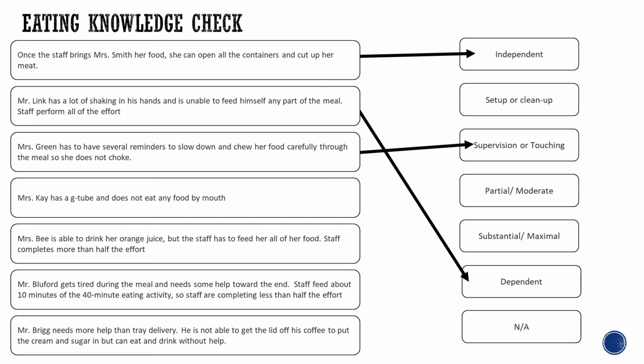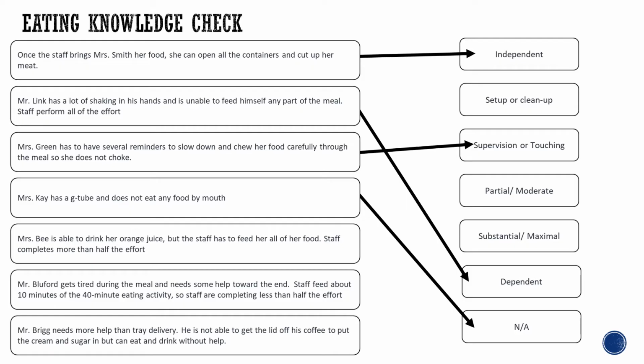Miss K has a G-tube and does not eat any food by mouth. How should this be coded? This would be coded as not applicable. And you would also want to talk to your MDS nurse or supervisor to see which code would be the most appropriate, if it is a not attempted code or a not applicable code, or what is available in your software to code items that do not apply to your patient.